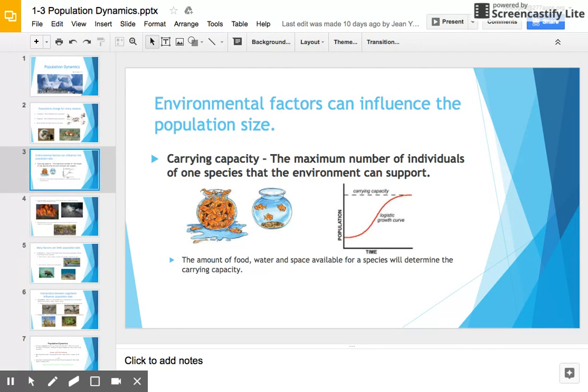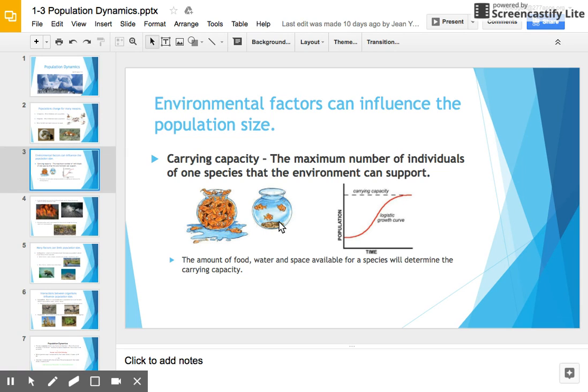Environmental factors can also influence population size. Within an environment, there's something called carrying capacity. That's the maximum number of individuals of one species that the environment can support. The image here shows a goldfish bowl, and the idea here is that if you overfill the goldfish bowl, if you pack it with goldfish, there aren't enough resources to support all of those goldfish. There's not enough water, not enough space. Probably even if you dumped a bunch of food in, it wouldn't get to the goldfish at the bottom of the bowl.